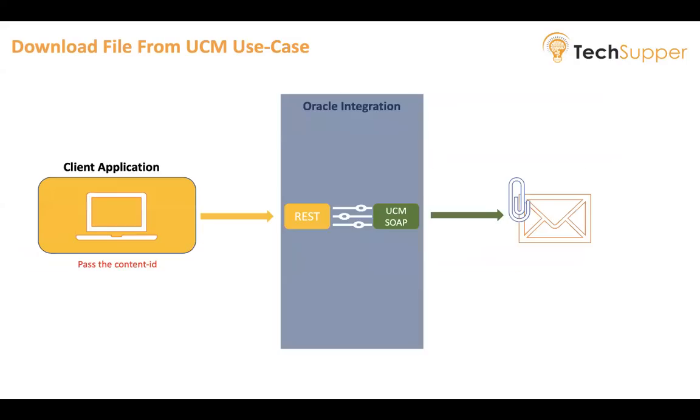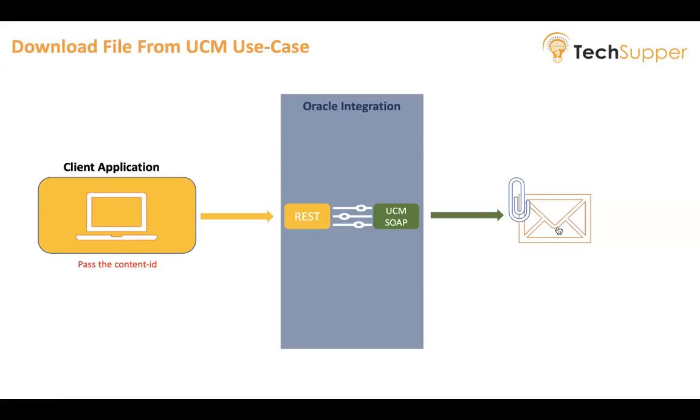So here let us understand the use case. I'm considering we have one client application which has the content ID of a file that resides in your UCM. Based on that content ID, they will pass the content ID in the REST request and call the UCM SOAP API. And once the file is downloaded, send this file over the notification. So let's look at how this can be achieved.